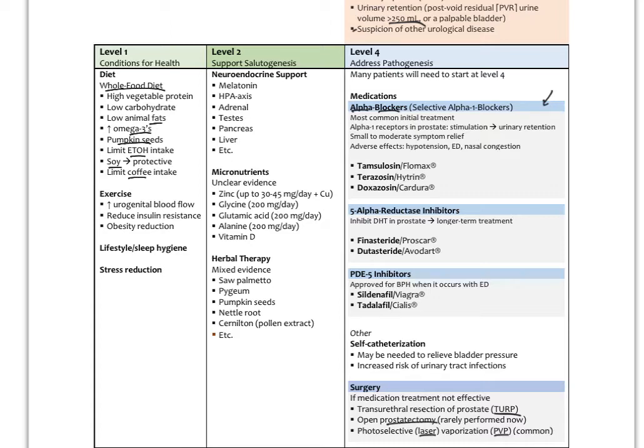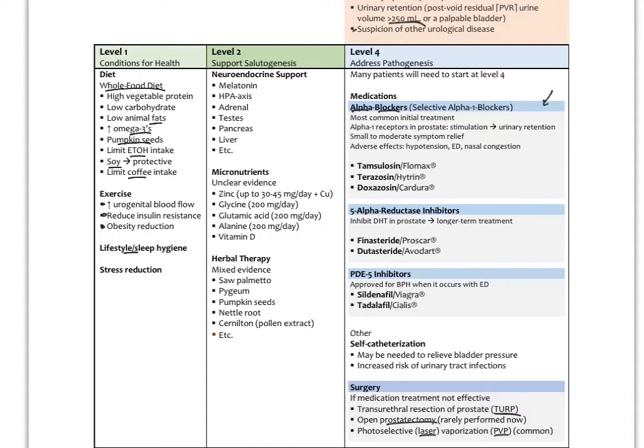Coffee can increase the lower urinary tract symptoms, just because of the diuretic effect, making the symptoms more prominent. Exercise will increase blood flow to the urogenital region, so that can be helpful. And it also helps reduce insulin resistance, and then it helps with obesity reduction, which is a risk factor for BPH.